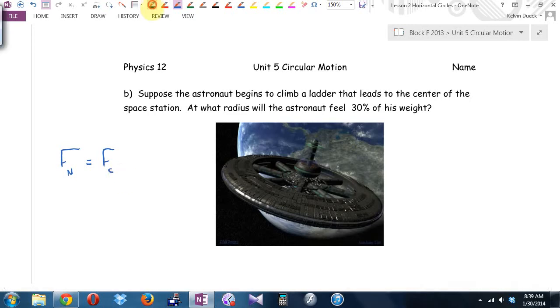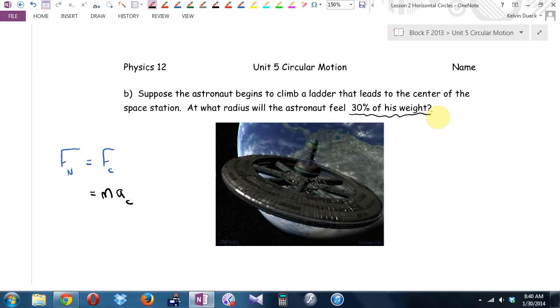Where circular force is going to be mass times circular acceleration. Don't forget the mass. And I don't know the normal force. Oh, but look. They've told me what I want the normal force to be. What do I want the normal force to be? 30% of his weight. And what's weight? Remember from Physics 11? Weight is another word for which force?